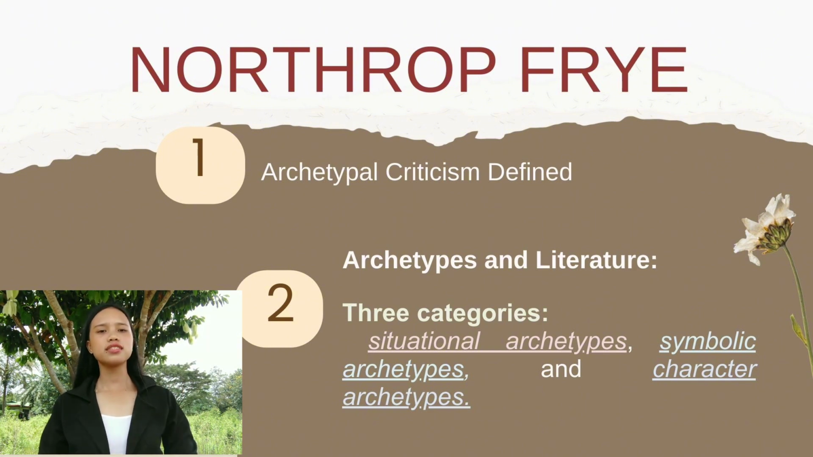These are circumstances commonly used in many genres or stories, such as the quest or the journey. Second is the symbolic archetypes. These are objects or locations in a story that represent or symbolize something deeper, such as water symbolizing life and renewal. Another is the dove, symbolizing freedom and peace. Third is character archetypes. These are common types of characters in literature, such as the hero and the villain.